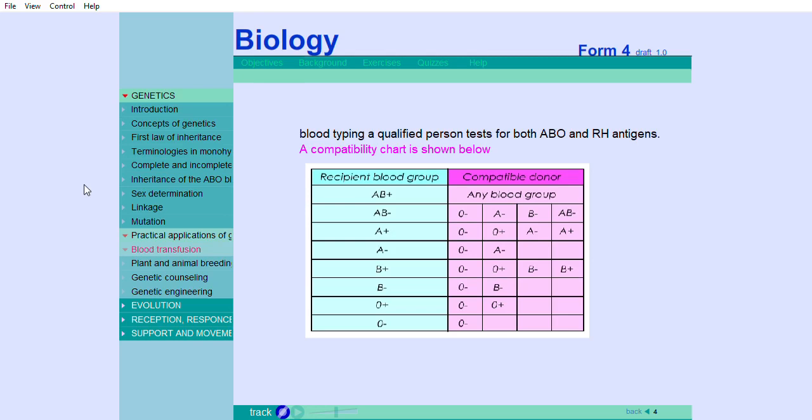During blood typing, a qualified person tests for both ABO and Rh antigens. A compatibility chart is shown below.